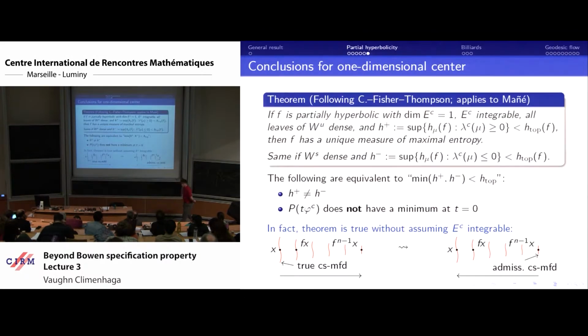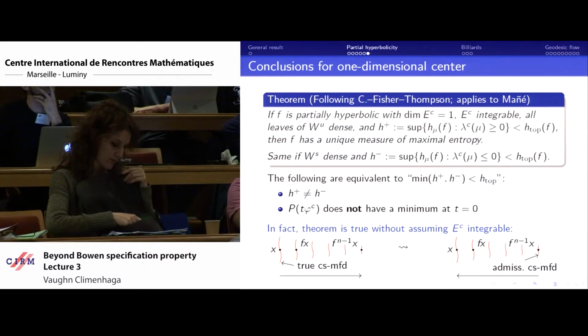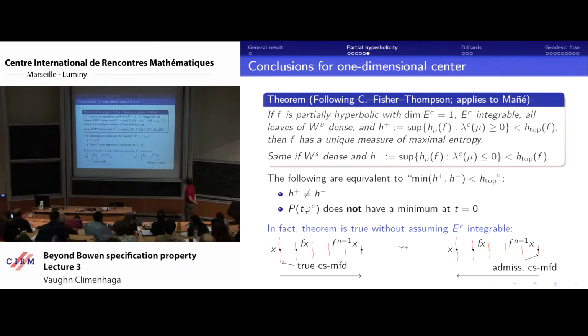So let's summarize. If you have a partially hyperbolic diffeo on a compact manifold, if the center direction is one dimensional and integrable, if all of the unstable leaves are dense, and if this quantity H plus is less than the topological entropy, if you can prove that somehow, then there's a unique MME. And of course, the same thing is true if you reverse stable and unstable. So if you have a dense stable, and if the entropy of things with non-positive Lyapunov exponent is bounded away from the topological entropy, then it's enough.